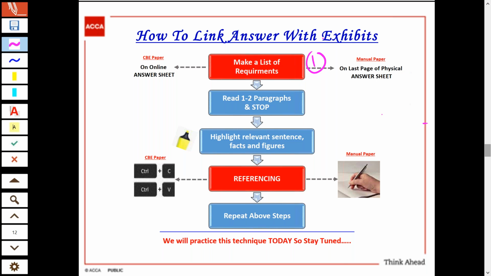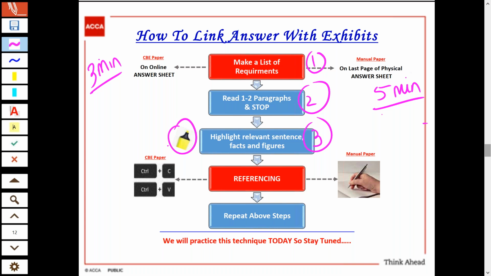That's the first step. CBE students, it will take you approximately 3 minutes to copy paste, and manual students, it will approximately take you 5 to 6 minutes to make a manual list on the last page. Okay, once you have made a list, then you will start reading. So you read, the second step is start reading. So you read one paragraph and you stop. Then you will highlight the important facts and figures, or you will highlight the most important key message coming out from that paragraph.